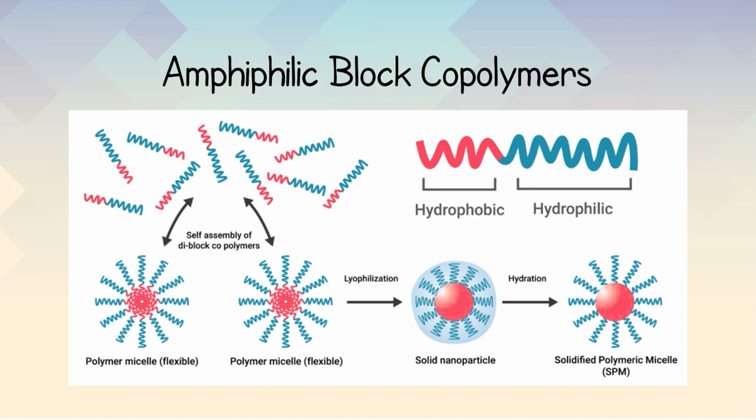Block copolymers are polymers that consist of two different types of monomers organized into two separate sections. In the case of amphiphilic block copolymers, one section possesses hydrophilic properties, water-loving, while the other section possesses hydrophobic properties, water-repelling. The utility of amphiphilic block copolymers for delivery of therapeutic agents arises from this unique chemical composition. In aqueous solutions, amphiphilic block copolymers have a tendency to self-assemble into polymeric micelles. As you can see, the hydrophilic blocks come together to form the shell of the micelle, and the hydrophobic blocks come together to form the core.